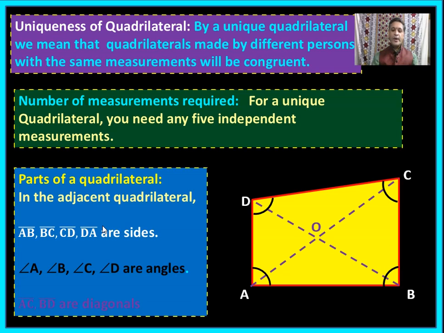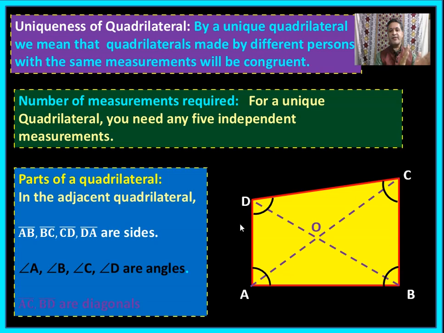In this quadrilateral ABCD, AB is a side, BC is also a side, CD is another side, and AD is another side. So there are 4 sides. It is a 4-sided closed figure that is called a quadrilateral. Quadri means 4, and lateral means sides. Quadrilateral: 4 sides.